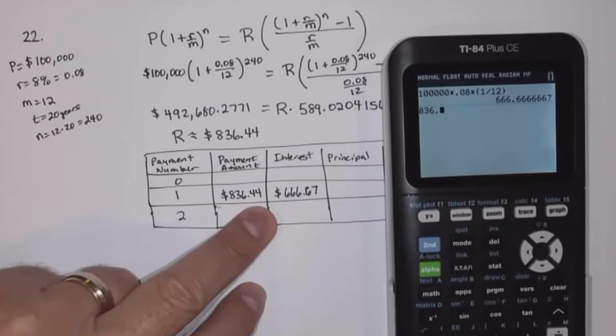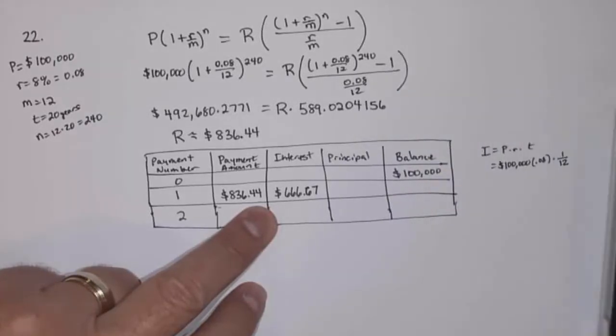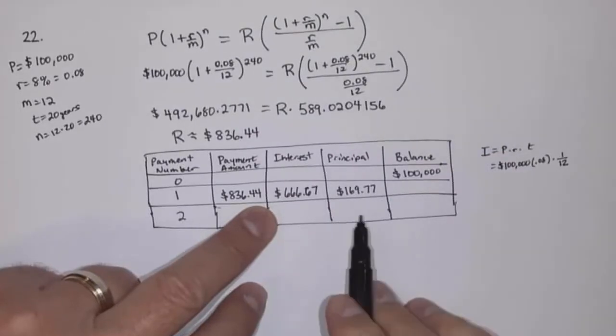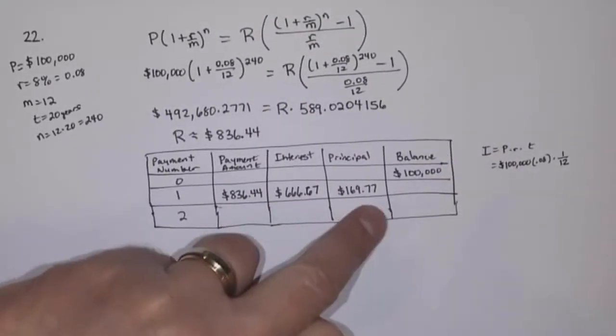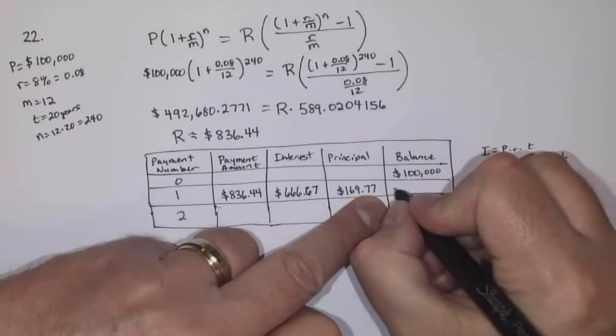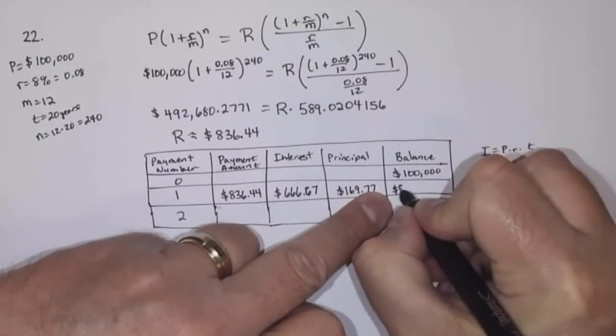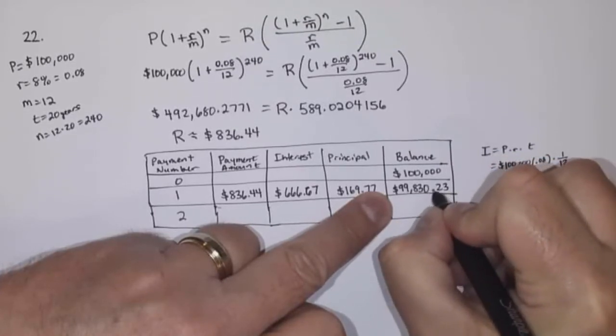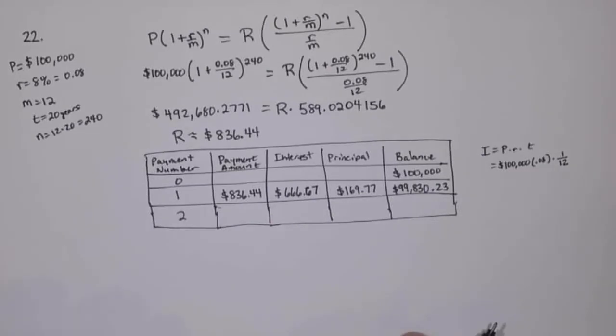$666.67 is going to go towards interest. So $836.44 minus the $666.67, $169.77 will go towards the principal, which means after I make that payment, I'm still going to owe $100,000 minus the $169.77. So I'm going to still owe $99,830.23. So my balance after that first payment, $99,830.23. That's my balance at that point.